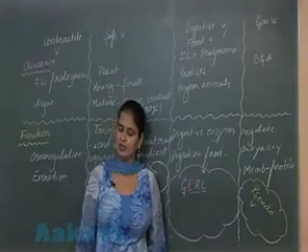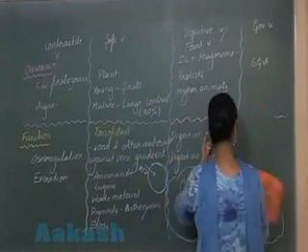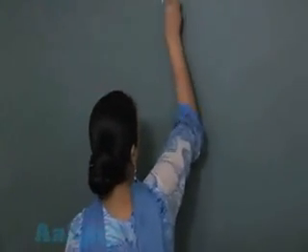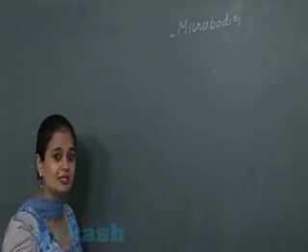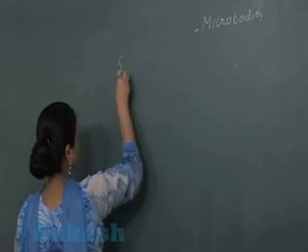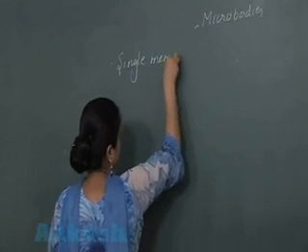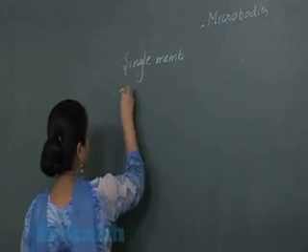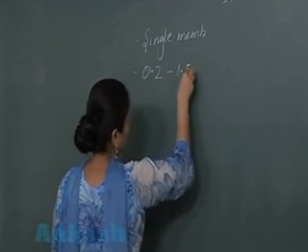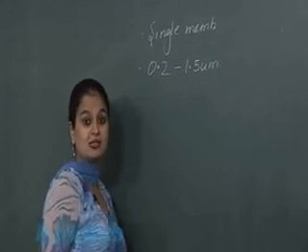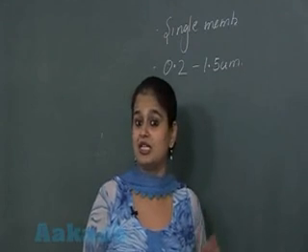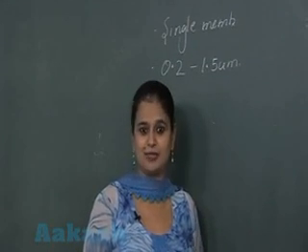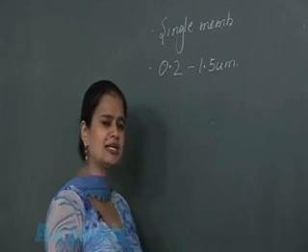Now let's start with the microbodies. Microbodies, they are single membrane bound organelles. Single membrane hai, they have diameter ranging from 0.2 to 1.5 micrometer. This is the diameter of the microbodies. अब ये जो microbodies है, इनके अंदर होते हैं oxidation reactions. Yes, they are categorized for the oxidation reactions, but you please keep this in mind.